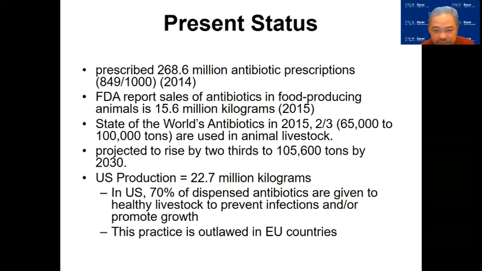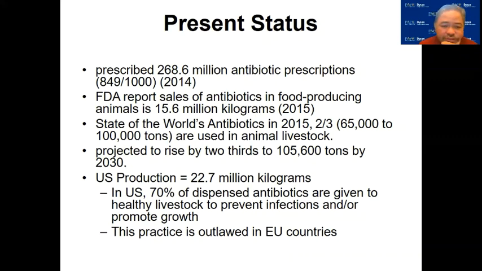Now, the present status of antibiotics. As of 2014, I have no latest data on this one. It has been said that there were prescriptions of about 268.6 million antibiotics. That means for every 1,000 persons, 849 were prescribed antibiotics. The Food and Drug Administration reported the sales of antibiotics in food-producing animals as around 15.6 kilograms in 2015.